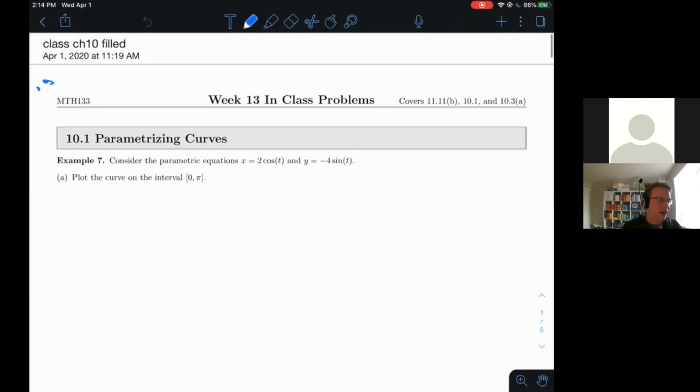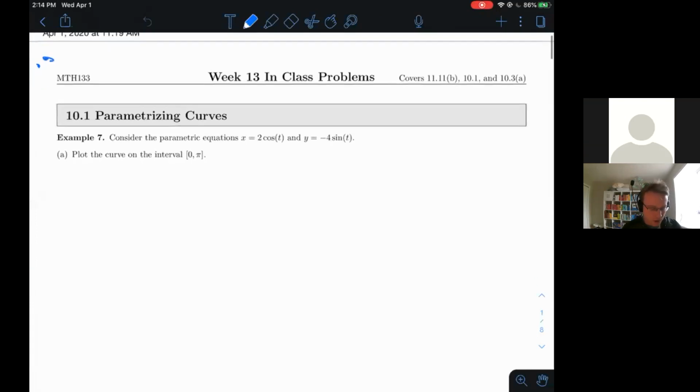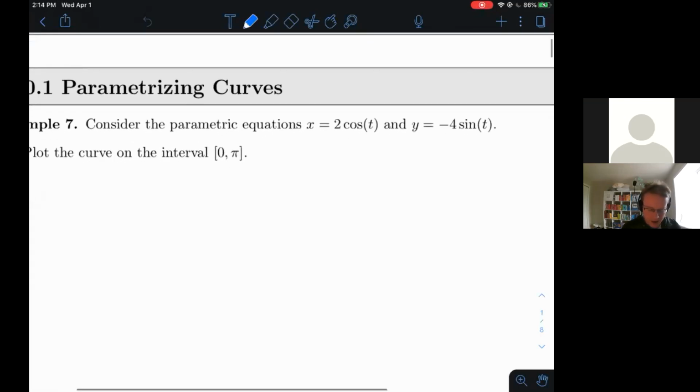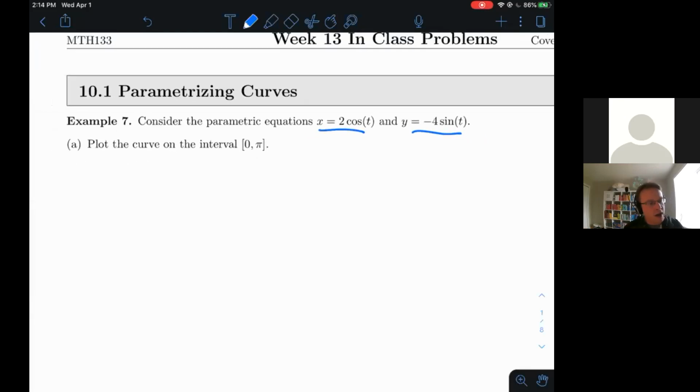All right, well then, let's go ahead and go over the new problems here for today. So 10.1, parameterizing curves. Here again, I have a couple of parametric equations. X relies on time, Y relies on time, or more formally, just a t variable, some other variable here, this parameter. And we'd like to plot the curve on this interval from 0 to pi.